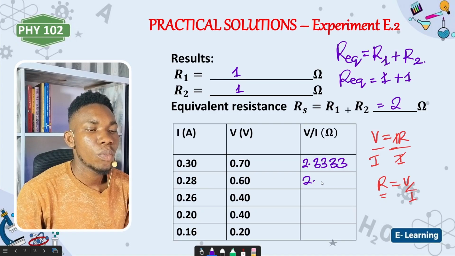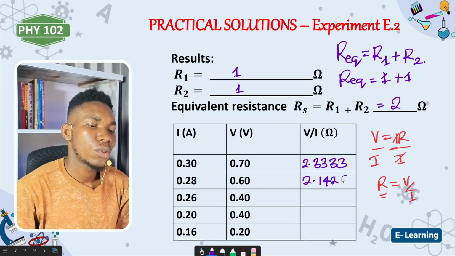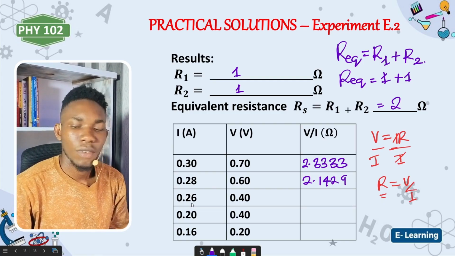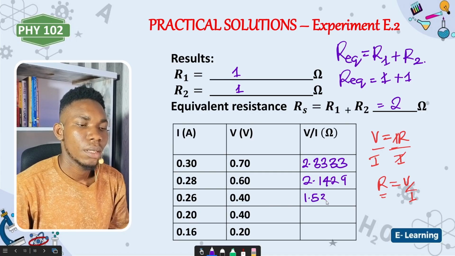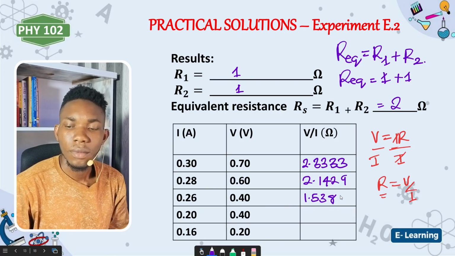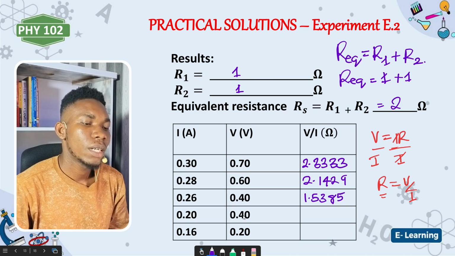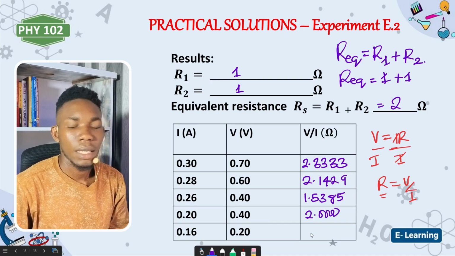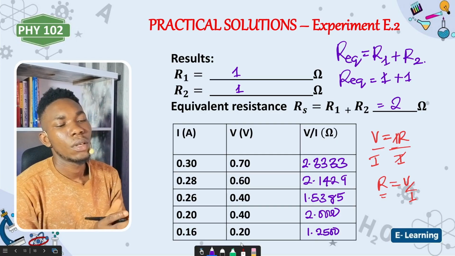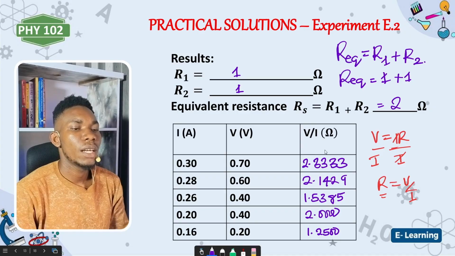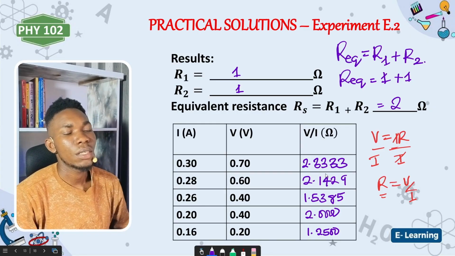That will give us 2.1429. The other one is 0.4 divided by 0.26, which is 1.5385. Then the other is 0.4 divided by 0.2, which is 2.0000. And then the last one is 1.2500. So these are your various equivalent resistances for each of the cases we have. Are you getting V over I, which is your resistance?